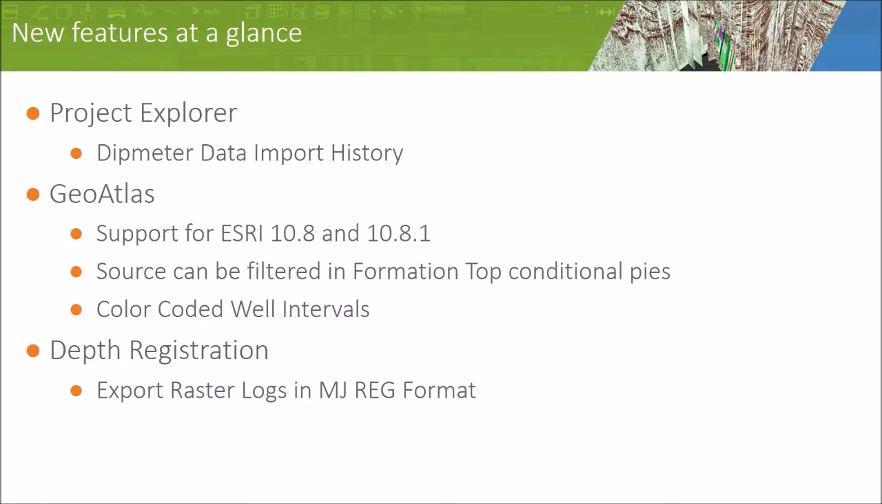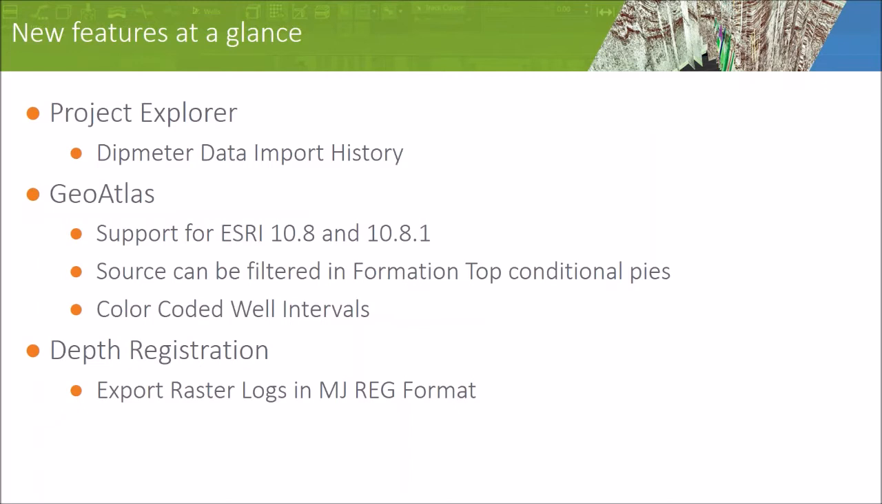For GeoAtlas, we're supporting Esri version 10.8 and 10.8.1, so there will be a new runtime engine download available on the website. With the conditional pies, which you can use to highlight data within GeoAtlas, whenever you're filtering specific information tops, you can now further filter that down on a specific source for that data.